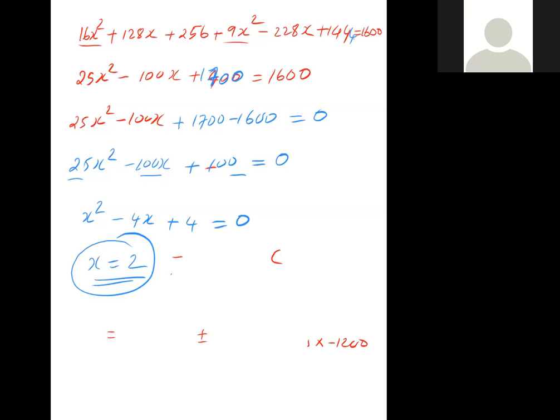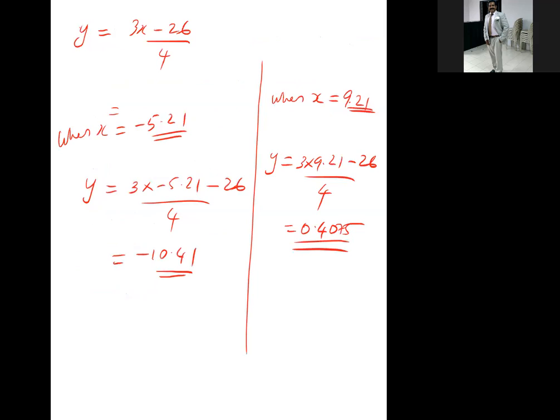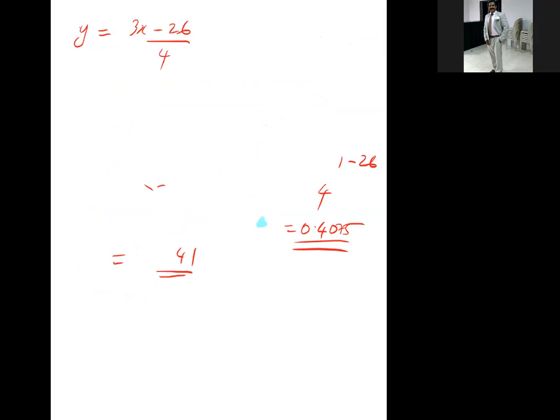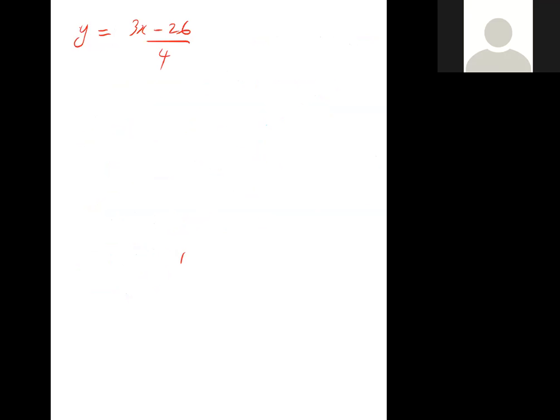So that was our mistake. By solving, we are getting x is equal to 2. Did you get my point? What was our mistake? Okay, so now come to our conclusion. Only one value we are getting, when x is equal to 2.